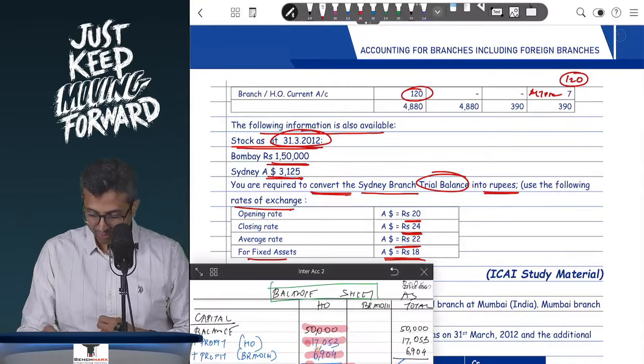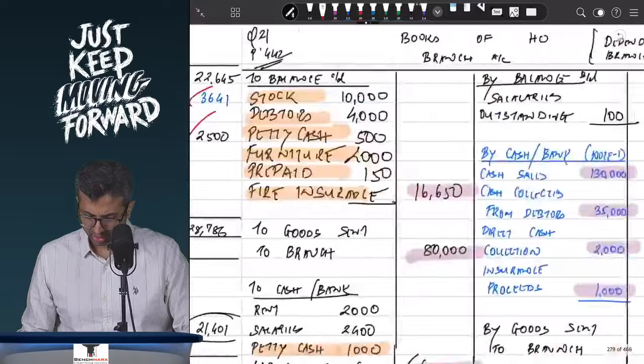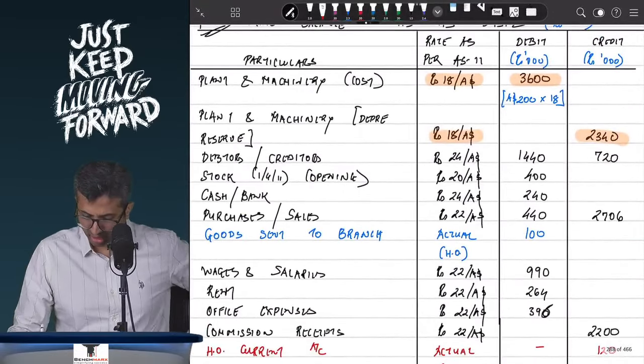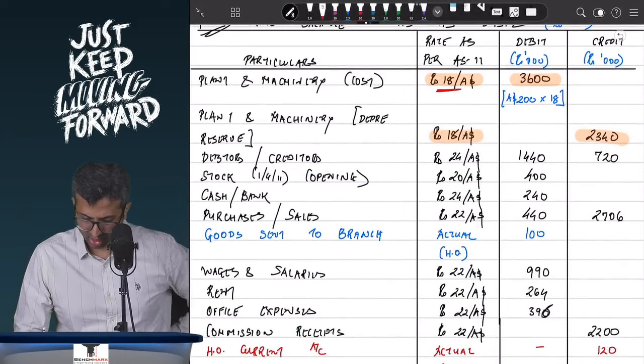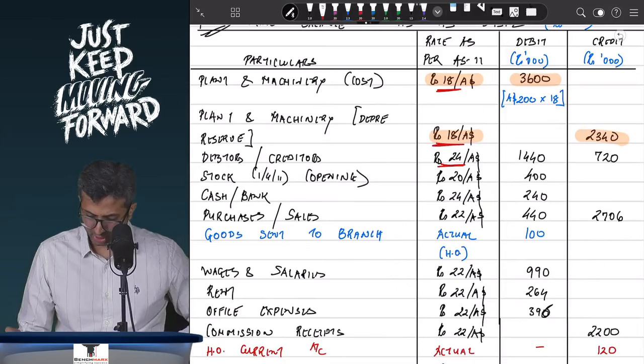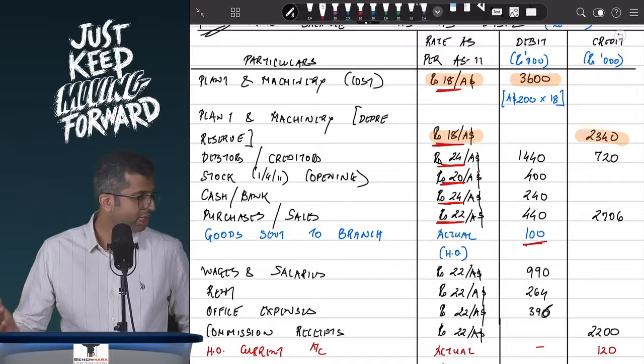So if you review this, I believe if you go to question number 17 to start with, just a second, yes. So you will see plant and machinery at 18. Depreciation on that also at 18, debtors at closing, creditors also at closing, stock at 20, cash and bank at 24, purchases at 22, goods sent to branch at actual, this will be at 100. You will not really look at the rates, you will take it on an actual basis.